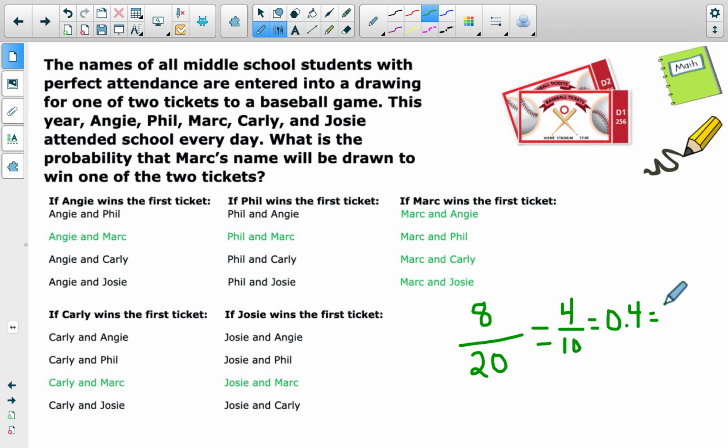So that's not a bad likelihood. It's still unlikely, but it's not dramatically low. It's pretty close to a 50-50 shot. Because there weren't that many kids, 1, 2, 3, 4, 5, who got perfect attendance out of all middle school. That's actually very low. That's concerning, but nonetheless, his percent chance is pretty decent because they only have 2 tickets, right? And for him to have almost a 50-50 shot at winning one of just 2 tickets is not bad at all. 40% chance, still unlikely, but decent chance.